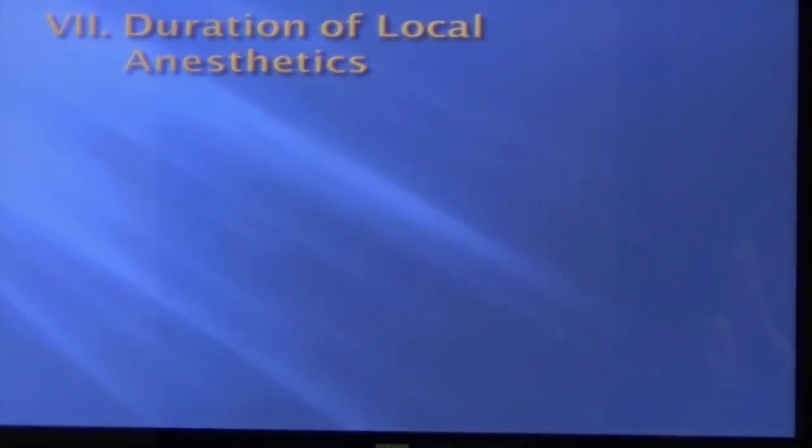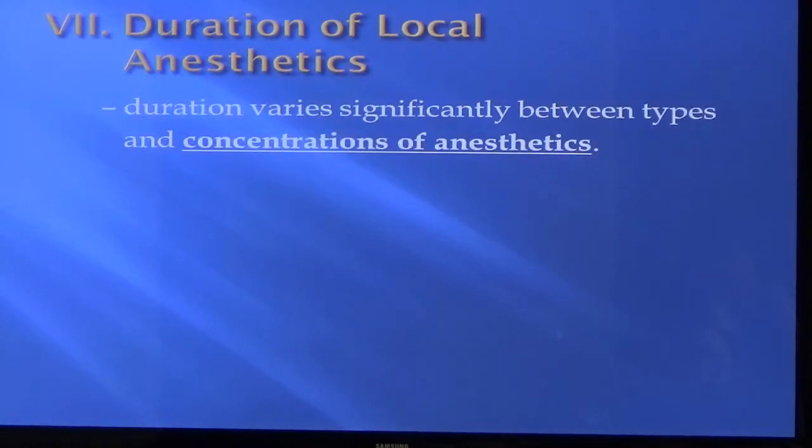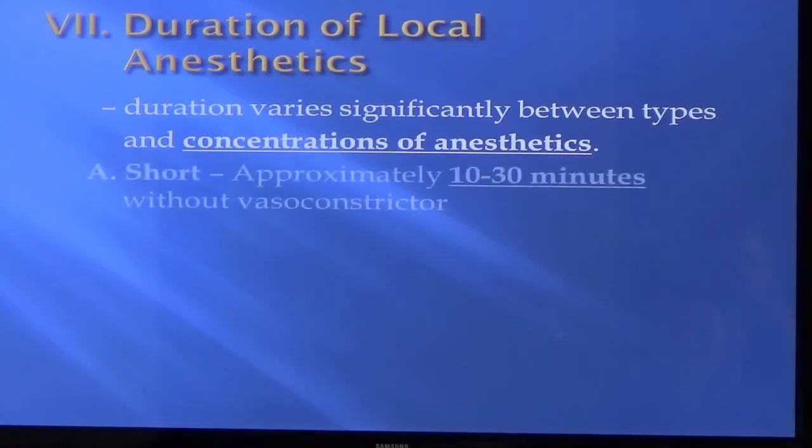Why do we need duration of anesthetics? Because we've got to keep the patient comfortable throughout our procedure. And what makes it stay in there? The duration varies significantly between the types and the concentrations of anesthetics. The short durations are usually 10 to 30 minutes without a vasoconstrictor. Vasoconstrictor, again, basically shuts down the blood supply to the area, and so the anesthetic stays in that area longer.